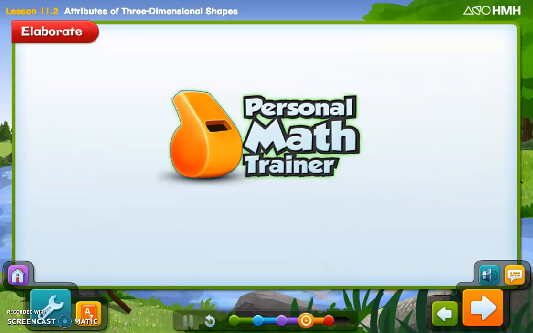Okay, and so just before we continue on, remember that this chapter is called Attributes of Three-Dimensional Shapes. So the faces, edges, and vertices of a three-dimensional shape are all its attributes. Those are the things that make up that shape, and those are the things that make it a three-dimensional shape. Okay?